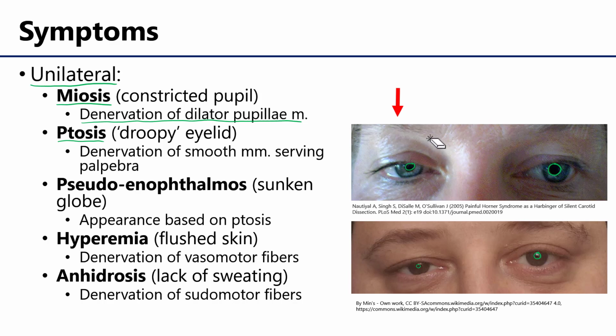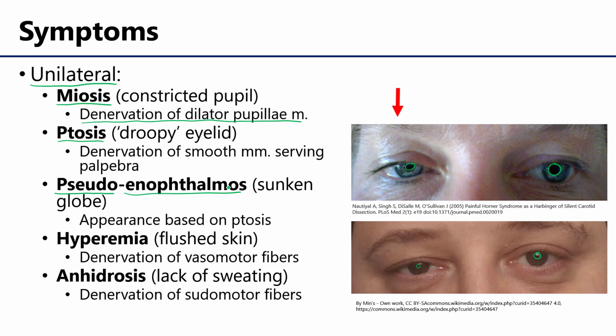A third potential symptom of Horner's is something called pseudoenophthalmos, which means a false sunken globe. With ptosis comes the general appearance of a sunkenness of the eye, and as a result, the person looks as though the eye is somewhat sunken.